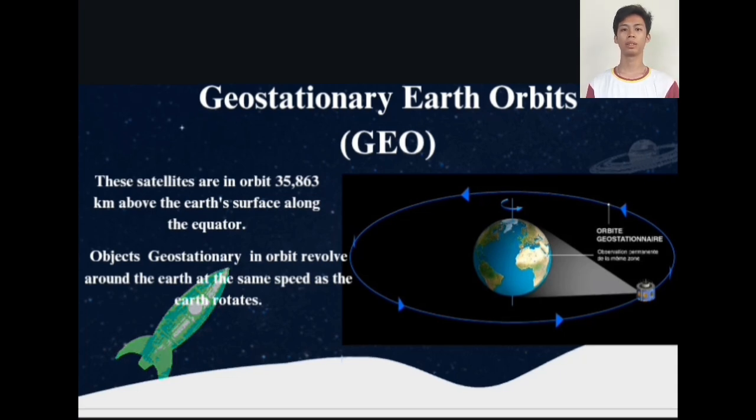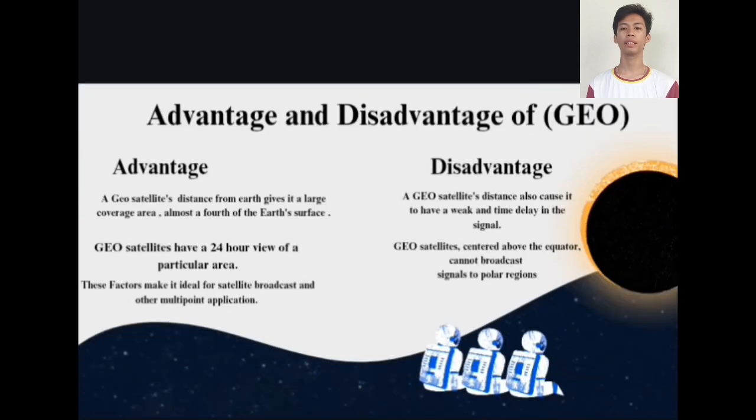Advantage and disadvantage of GEO. Advantage: a GEO satellite's distance from the Earth gives it a large coverage area, almost a third of the Earth's surface. So if the satellite is far from the Earth, many areas can receive the signal. Then, GEO satellites have a 24-hour view of a particular area. This factor makes it ideal for satellite broadcast and other applications.